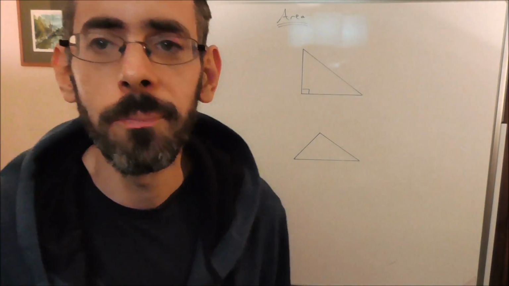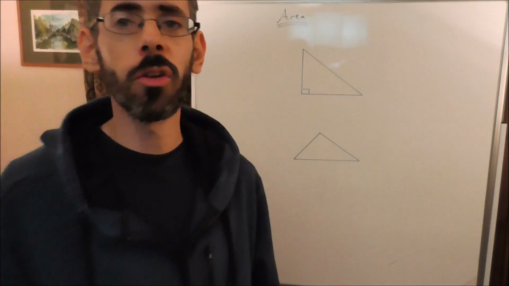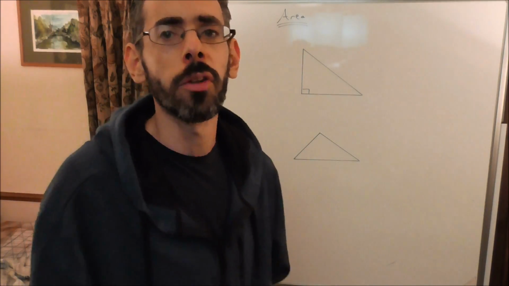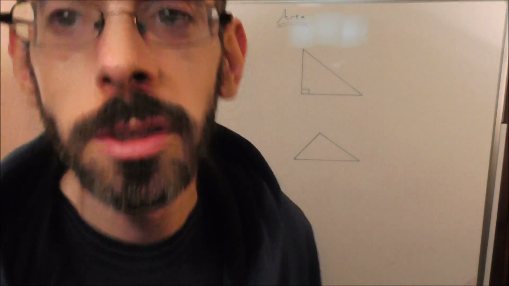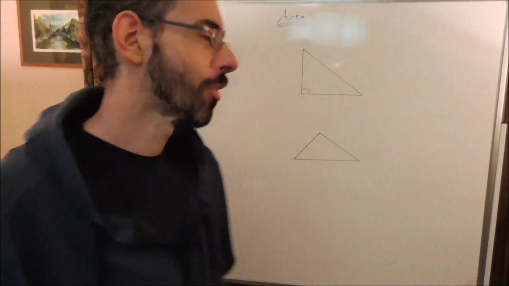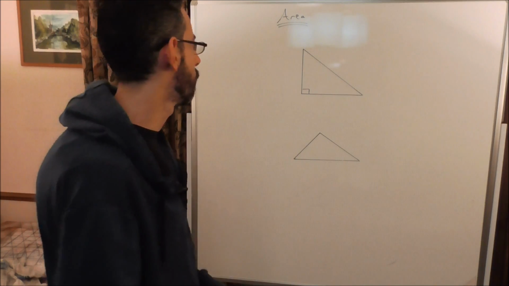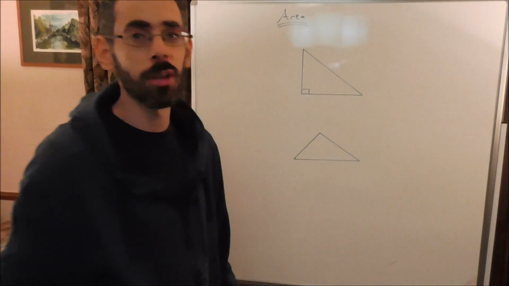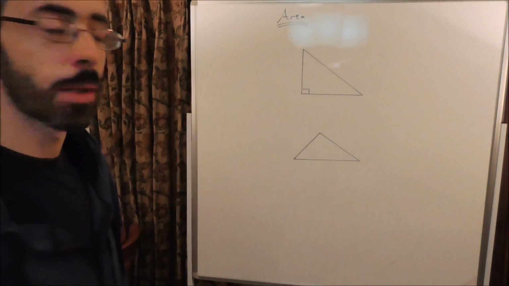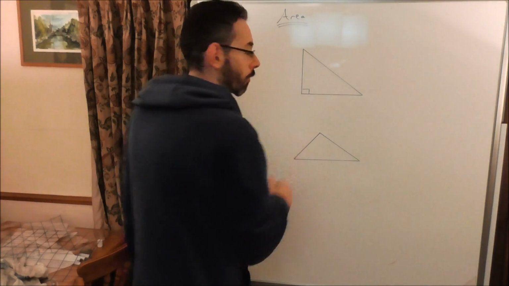Right, so I'm going to stop here. So that's the end of lesson 1 on area. I am going to do another lesson on area. I think I'll call it lesson 2 on area. So in this lesson we were just finding the areas of right angled triangles. Next lesson, lesson 2, I'm going to be finding the areas of triangles without right angles.